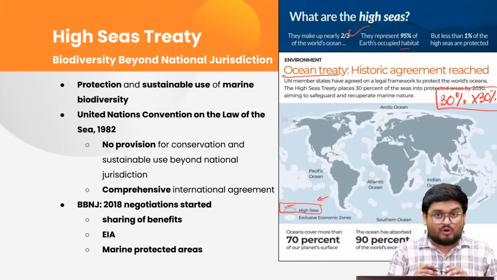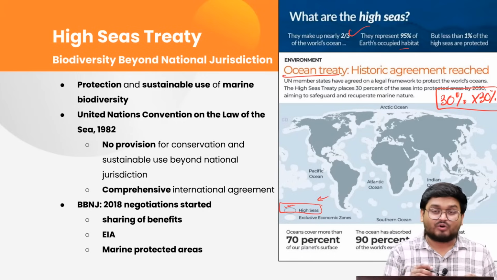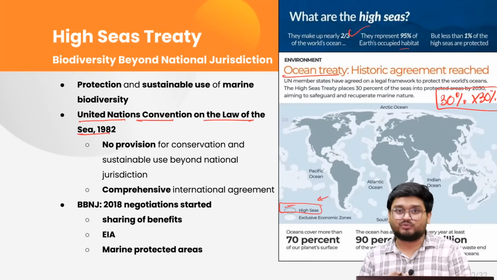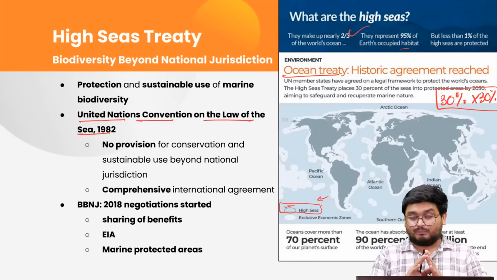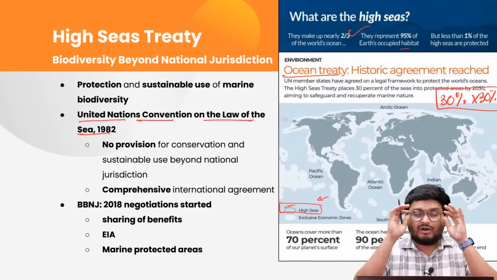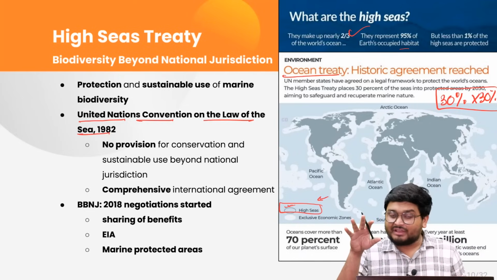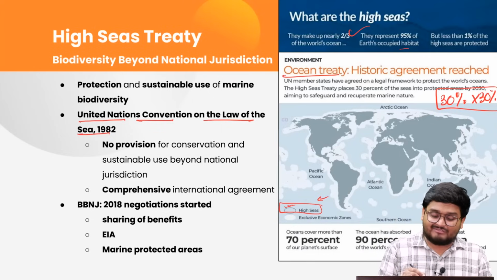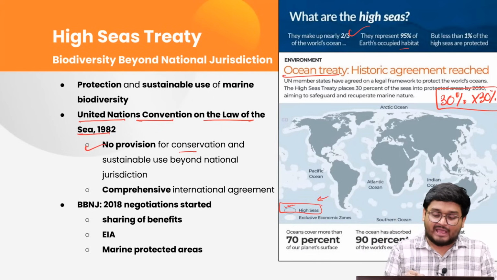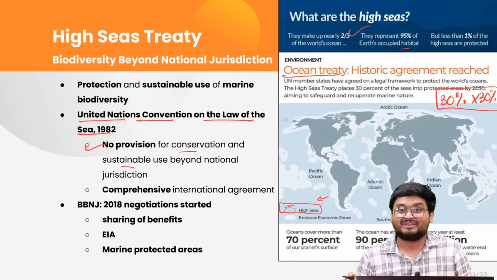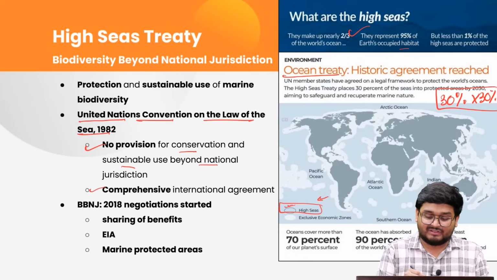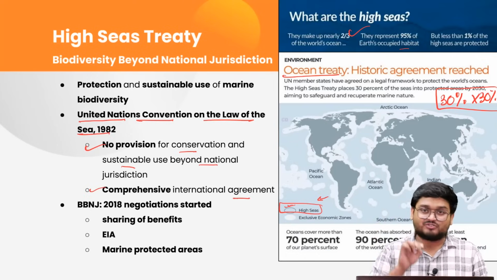And here we already have a particular legislation, or say an international convention, known as the United Nations Convention on the Law of the Sea 1982, which is a very broad instrument trying to cover the areas of territorial waters, exclusive economic zones and so on. But it does not have any provision for the conservation and sustainable use of various oceanic resources beyond national jurisdictions. So this is why we need a comprehensive international agreement for ensuring this.